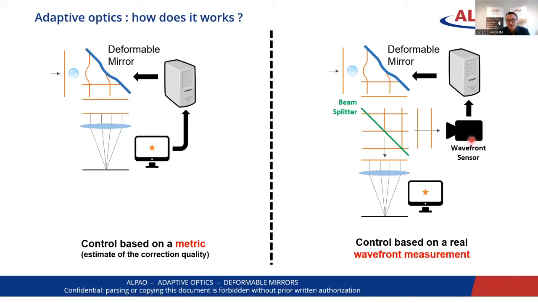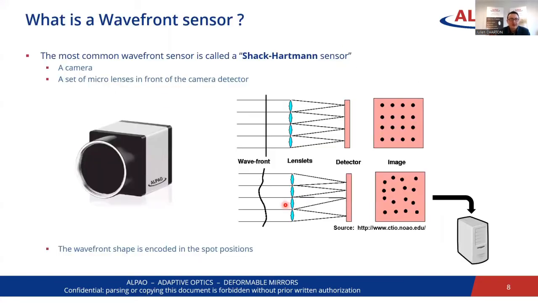You need this kind of sensor, so the cost may be increased, but it is much faster. I won't go into details about all the kinds of wavefront sensors that exist, but just to give you an idea, in the next slide I will introduce the basics of the most common wavefront sensor used in adaptive optics. It is called the Shack-Hartmann sensor. But you can also use interferometers, for example, or other kinds of wavefront sensors.